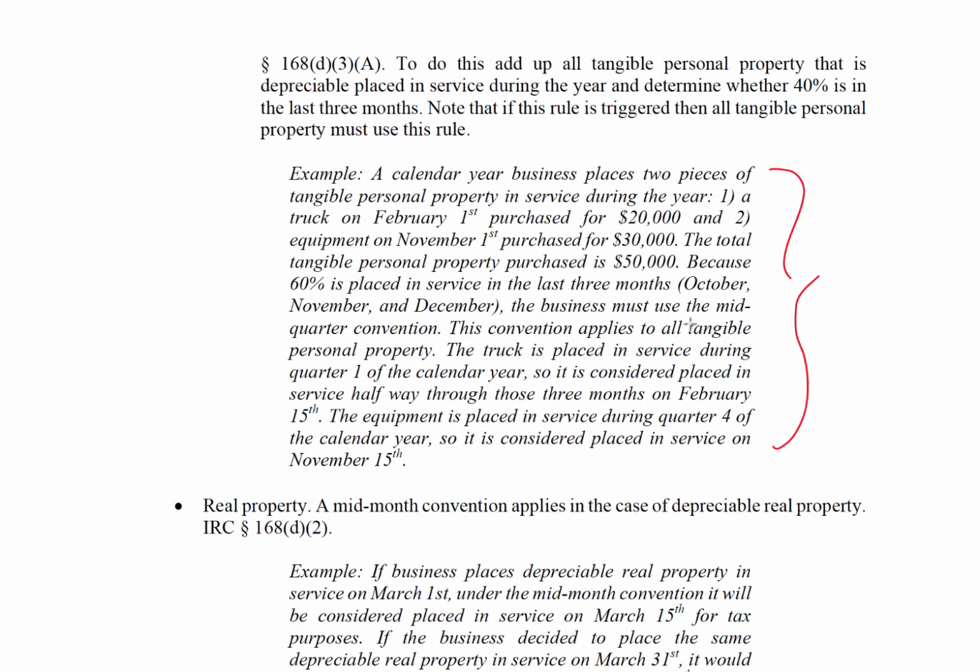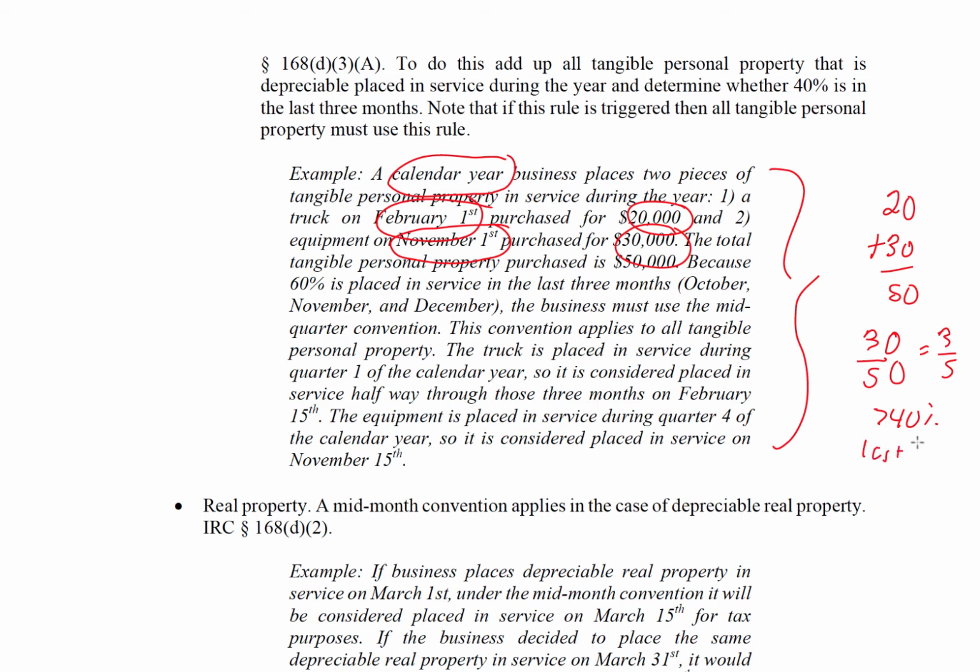So I have two assets that were purchased by the company. February 1st, purchased an asset for $20,000, and then November 1st, $30,000. And this is the calendar year. So this is January 1st, December 31st. So we add them together, right? 20,000 plus 30,000 is 50,000. Since 3/5 or 30 over 50, right, which is 3/5, which is 60%, since greater than 40% is in the last quarter, the last 3 months, guess what? We don't apply the half-year convention.